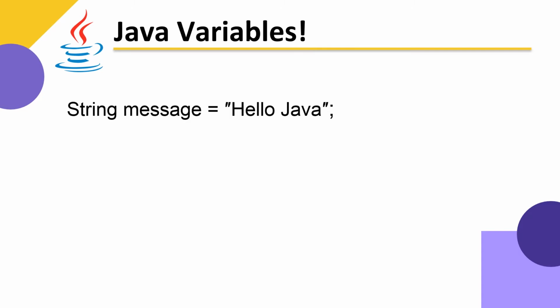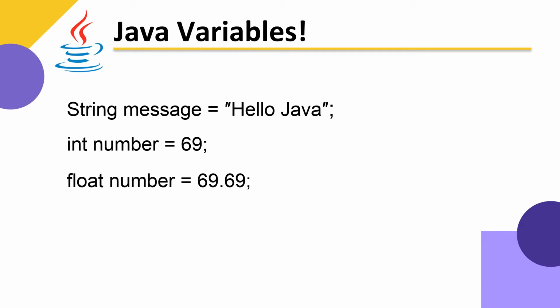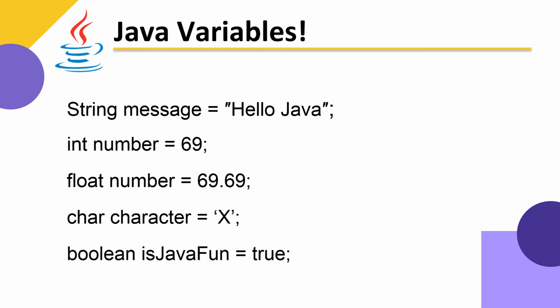For example, string stores text, such as hello Java. String values are surrounded by double quotes. Int stores integers or whole numbers, without decimals, such as 69 or -69. Float stores floating point numbers, with decimals, such as 69.69 or -69.69. Char stores single characters, such as x. Char values are surrounded by single quotes. Boolean stores values with two states, true or false.